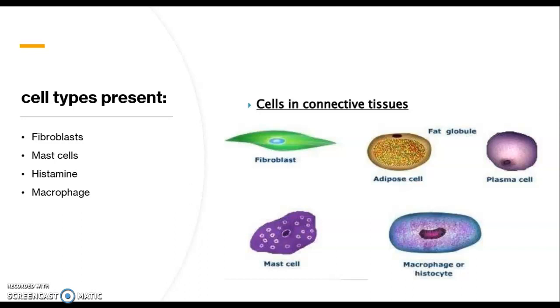The cell types present in connective tissue are fibroblasts, mast cells, histamine, and macrophages. Fibroblasts secrete the matrix and fibers. Mast cells secrete heparin and it prevents clotting. Histamine keeps matrix fluid and brings in nutrients and oxygen and dilutes toxins. Macrophages and other cells can wander and function in response to injury.